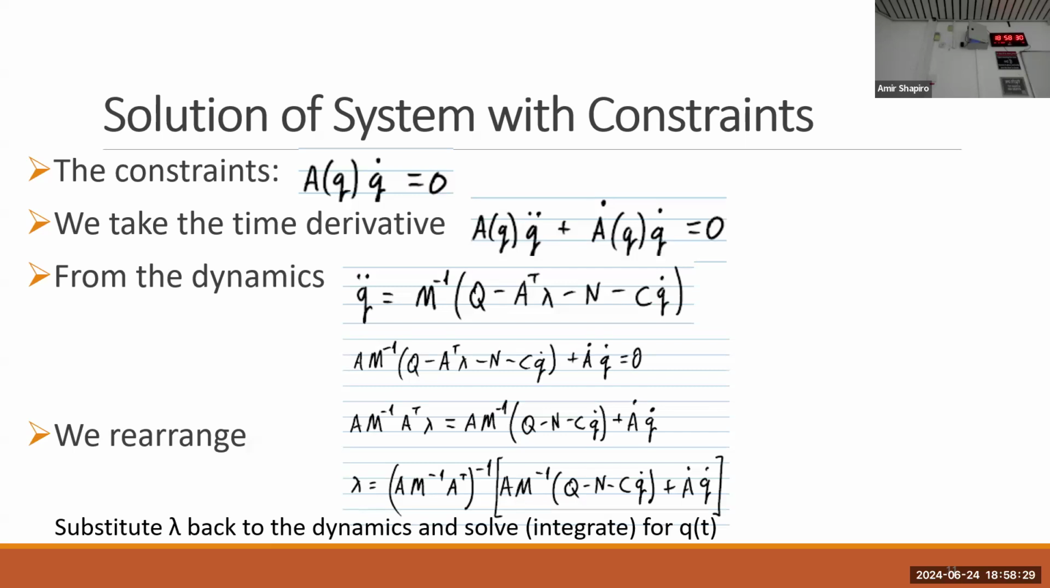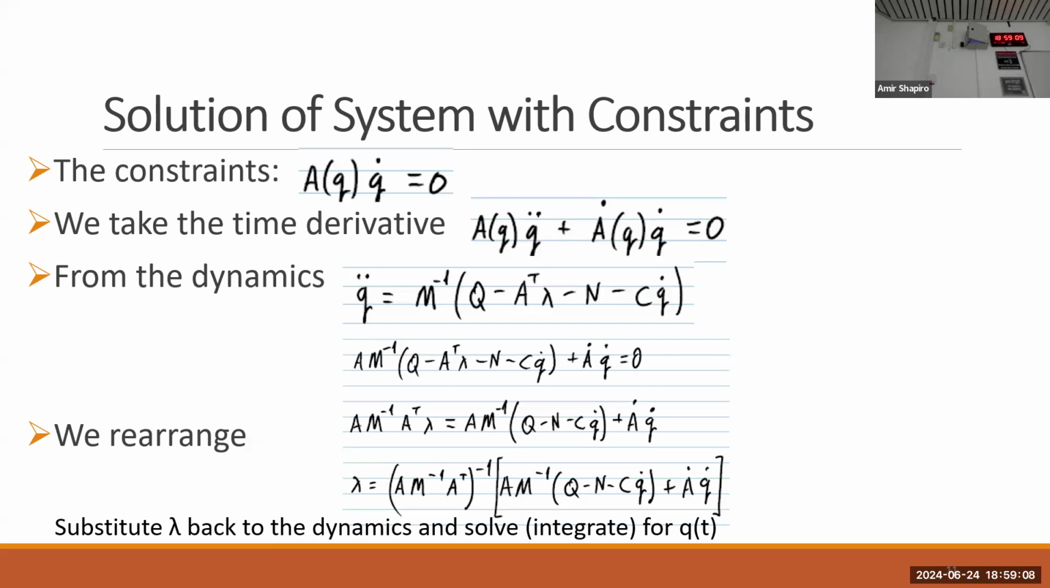So now we want to find what lambda is. We take only A M inverse of M times A transpose lambda here, and take all the rest to the right-hand side. So we have A M⁻¹(q minus n minus c q dot) plus A dot q dot. Everything else is on the right-hand side.